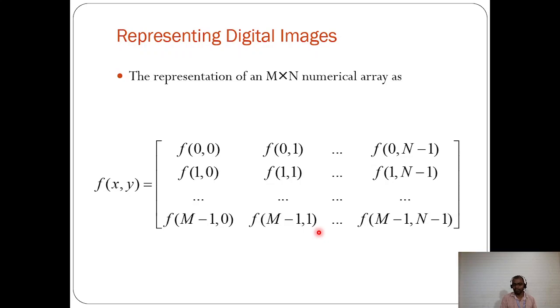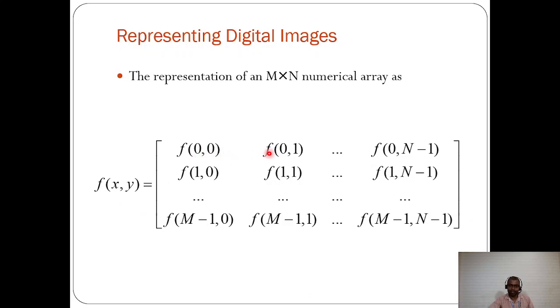N by n, for example, is an image like 256 by 256, where the m and n values are equal; an n by n image is called n square. M cross n means, for example, the m value is 128 and the n value is 256. So we can take different dimensions for m and n, and we can represent the image f of x comma y in different ways.